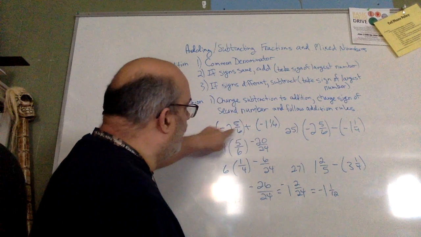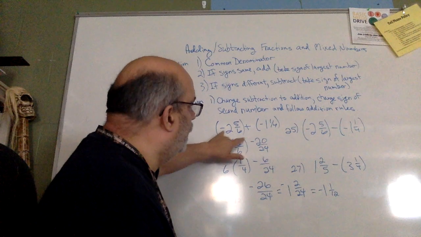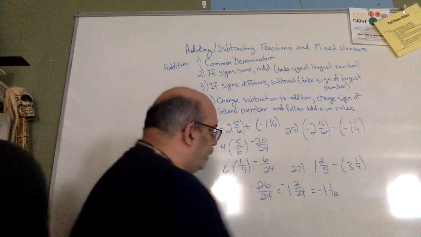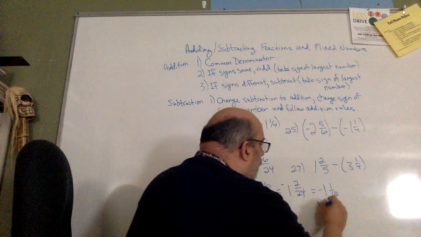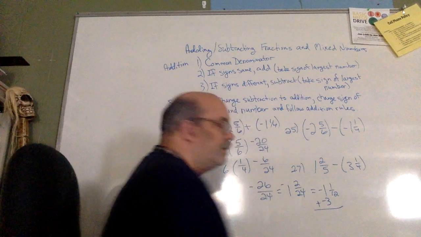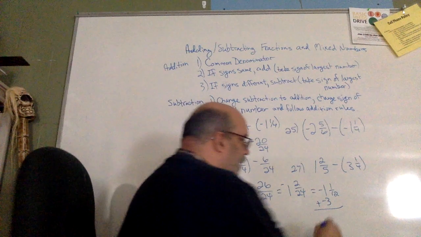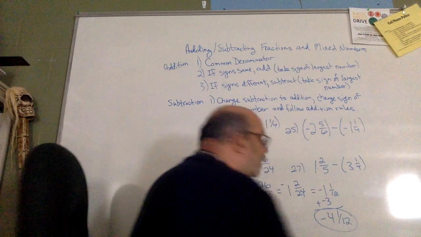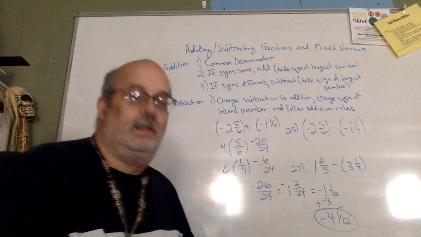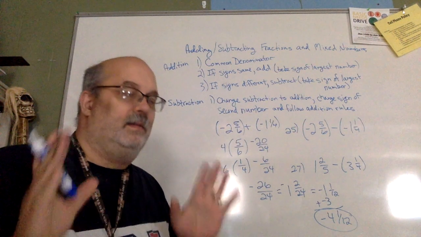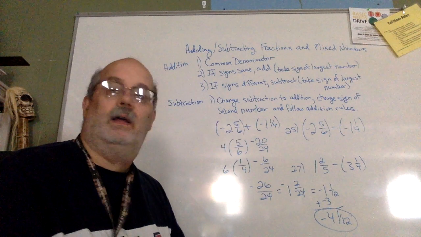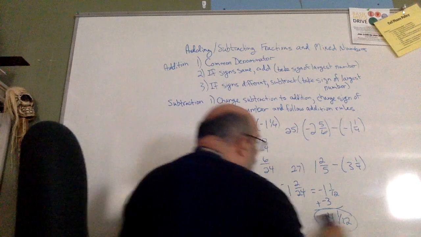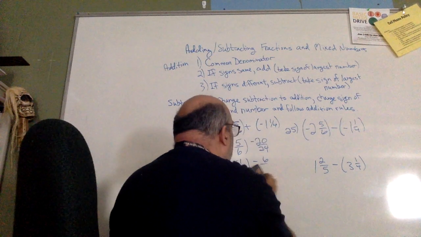Now we got to go back and pick up our negative 2 and our negative 1. 2 plus 1 is 3. So we'll add that on, and we get negative 4 and 1/12 for an answer. Little more work. That's okay. You can handle it. Let's do our last problem.